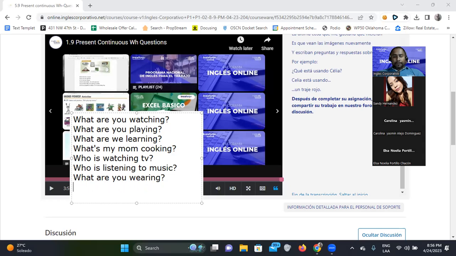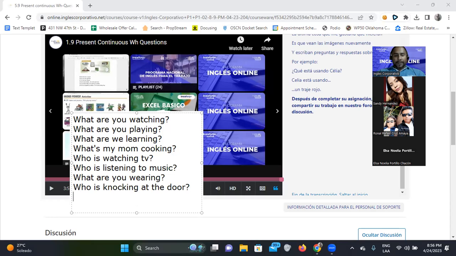Another example. Who is knocking at the door? Perfect. Who is knocking at the door? Okay. What are you cleaning? Perfect. Is it raining? Oh, very good. This one is not a WH question because it starts with is, but it is present continuous. Is it raining? Okay. We'll keep it because it is present continuous.